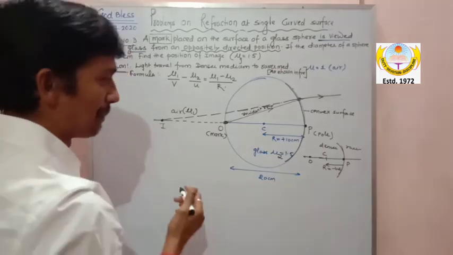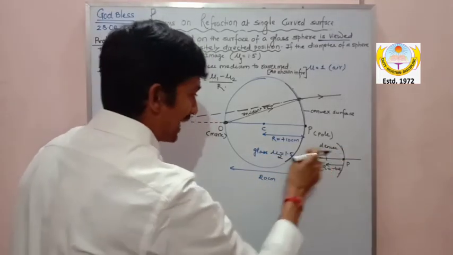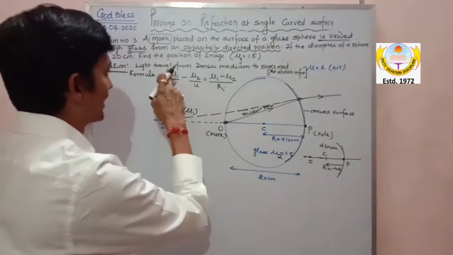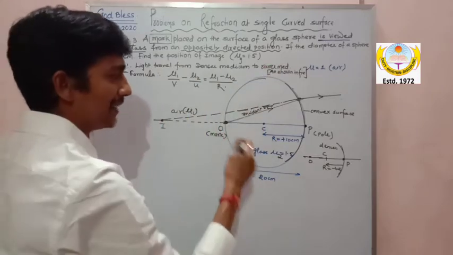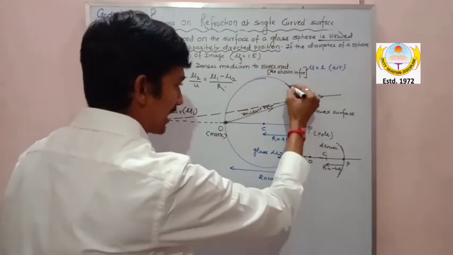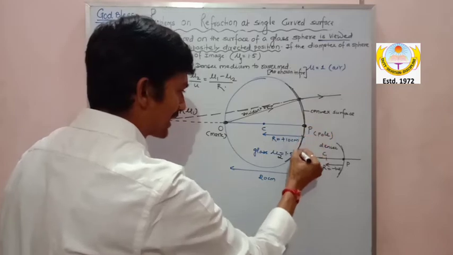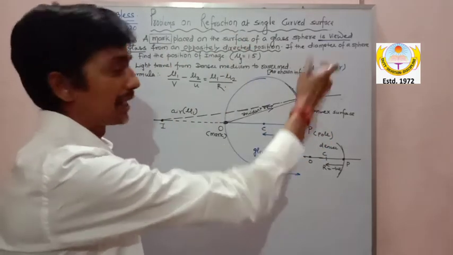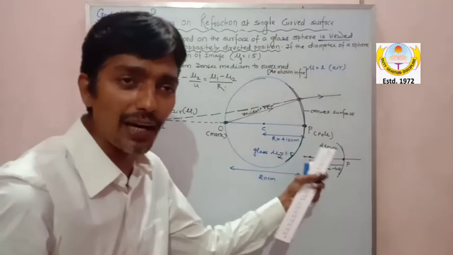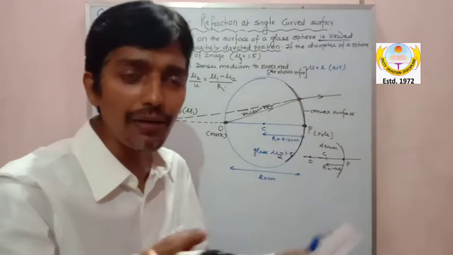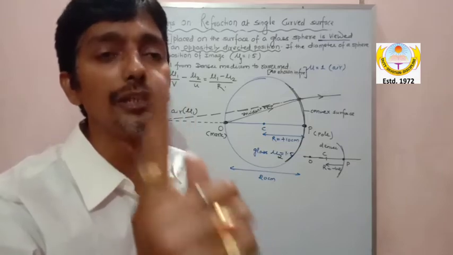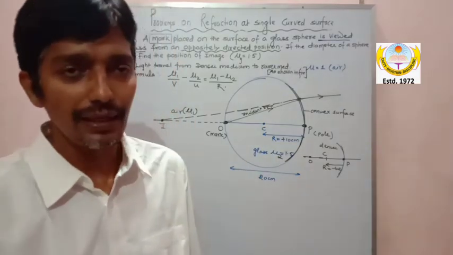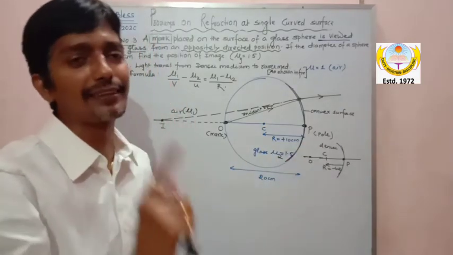I hope it is clear, my dear. So if the object is in the denser medium, yes, the light is traveling from denser to rarer. And here is the pole and the surface is like this. Sir, ये कैसे पता चला आपको? Sir, it is viewed from the oppositely directed position. तो जहां view कर रहा हूं, जहां से view कर रहा हूं, वहां से मैं distance measure करूंगा.